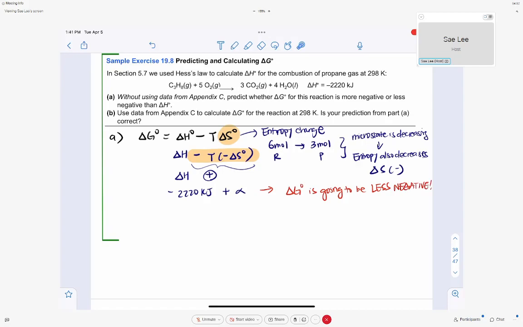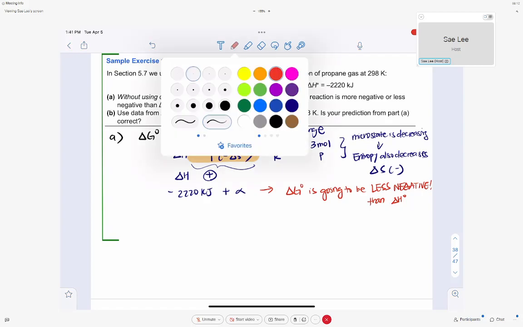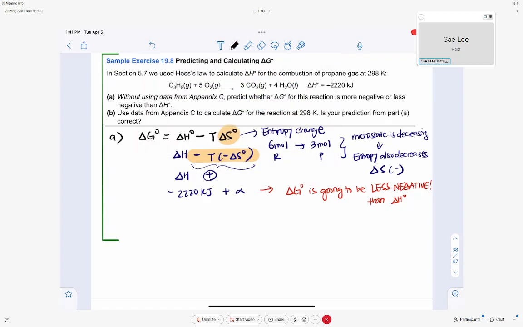Okay, so we've answered our question for A. The question wanted us to make a guess, make a prediction whether delta G naught is going to be more negative or less negative than enthalpy. It is going to be less negative than the enthalpy change. Okay, so now we already made a guess. For question B, we will actually use Appendix C, where it lists standard free energy of formation to check and see if our guess is right or not.